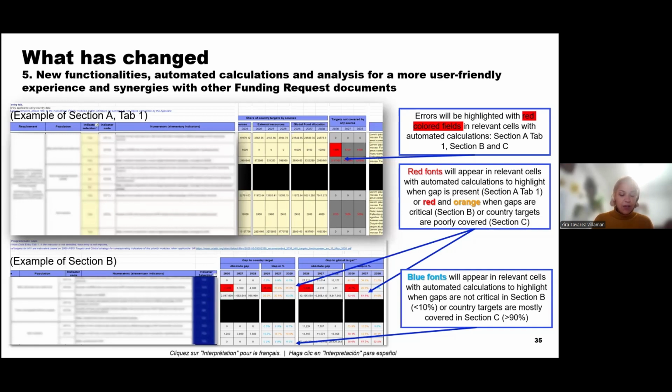More information about how to correct these errors generated are included in the cover sheet, scrolling down through the instructions all the way down to the color legend. Red and orange fonts in automated calculations can highlight where gaps are critical or country targets are poorly covered by available resources. The ranges used are further explained in the color legend in the cover sheet tab. Blue and black fonts, on the contrary, will show when indicator targets are vastly covered by resources available, and therefore the gaps are not considered critical.